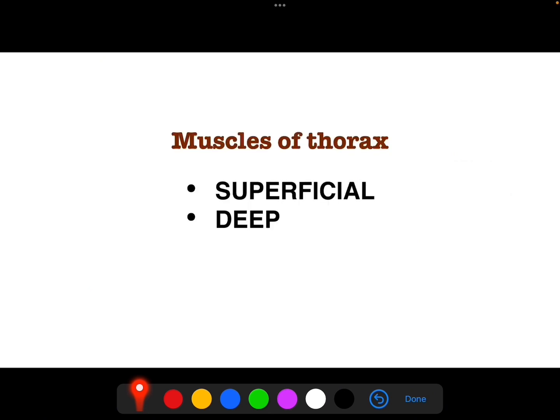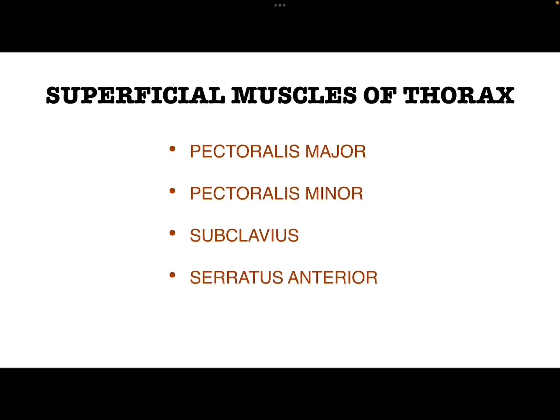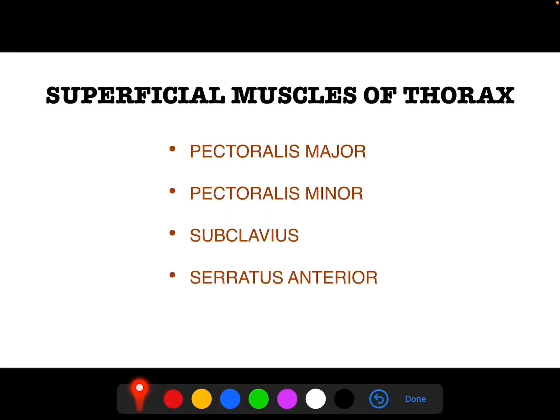Now let's move on to the muscles of the thorax. Same as muscles of the back, it has two layers, superficial and deep. Now let's move on to the superficial muscles of the thorax. This layer of muscles has the following muscles: pectoralis major, pectoralis minor, subclavius, and serratus anterior.